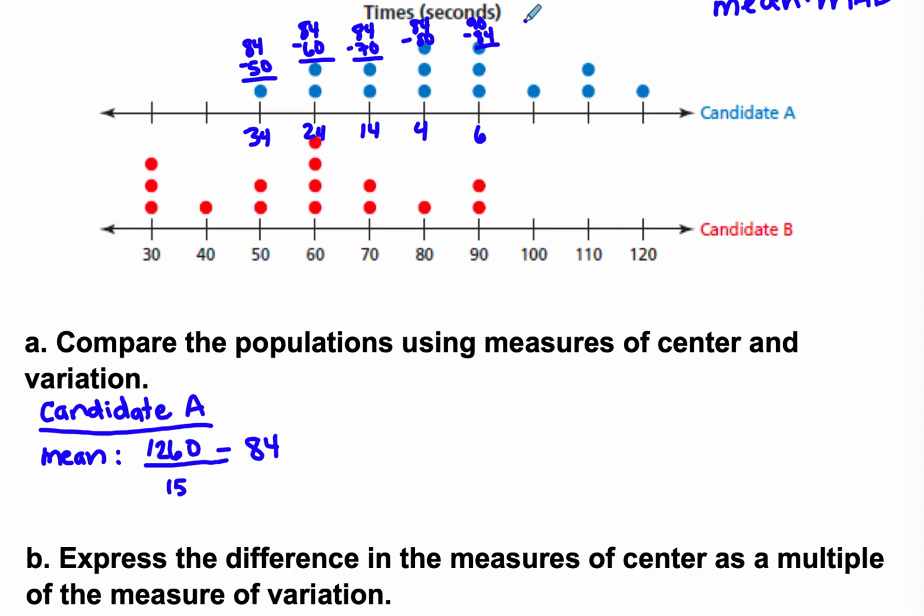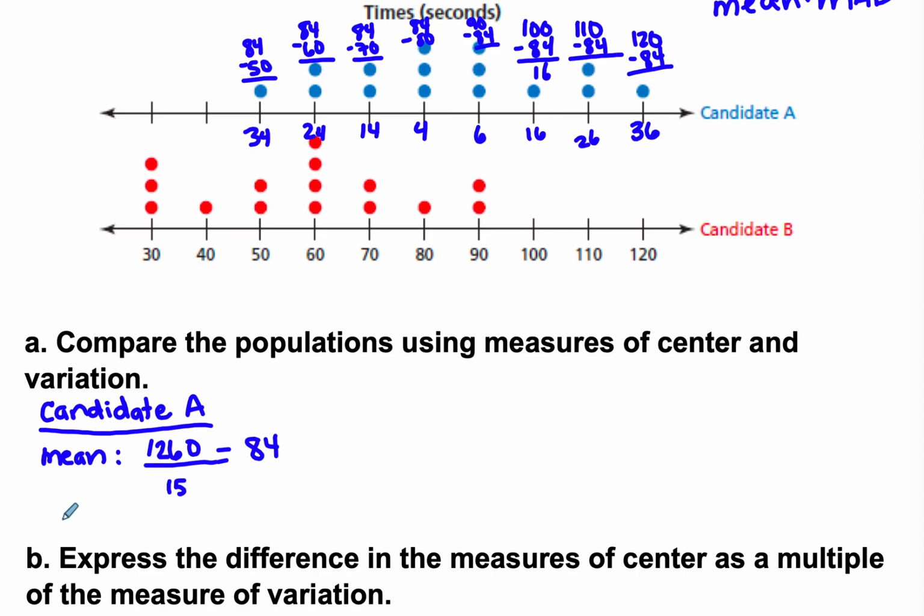This one is 100, so 100 minus 84 would be 16 for this one. This is 110 minus 84, that would be 26 for each of these dots. And then this is 120 minus 84, that would be 36.